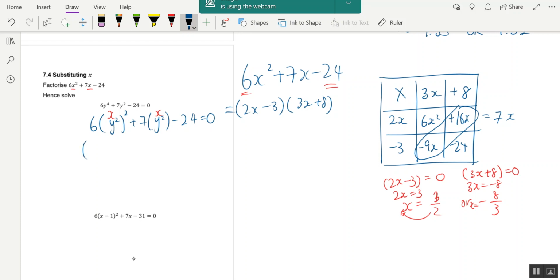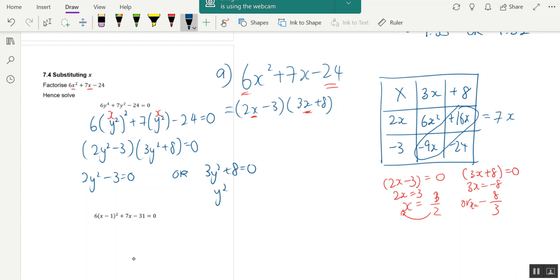So this is 2y squared minus 3, times 3y squared plus 8 equals 0. Why? Because the y has taken over the job of the x. The first part asked me to factorize. Then instead of writing x, I put y squared, because y squared has taken over the job of x. So then we can say that 2y squared minus 3 equals 0, or 3y squared plus 8 equals 0. Y squared equals negative 8/3 is not possible. So we reject it. Why?